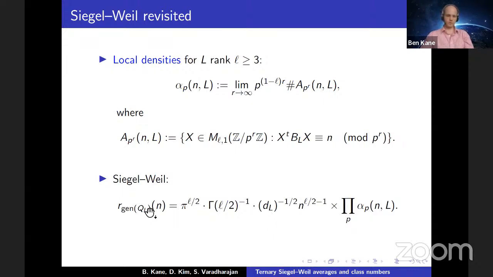If you take the number of representations by the genus, this is exactly pi to the L over 2 times gamma of L over 2, divided by gamma of L over 2 times the discriminant to the minus 1/2 power times n to the L over 2 minus 1 times the product over all primes of these local densities. So this is a rather explicit formula if we can compute these local densities.